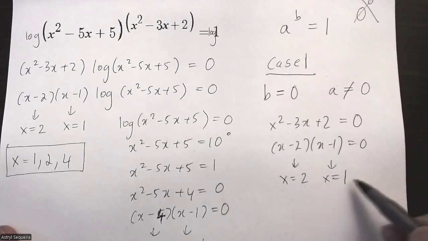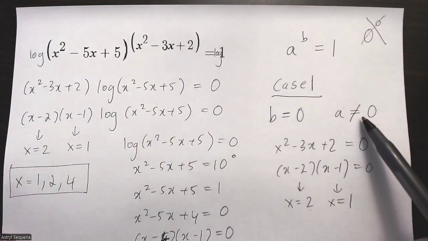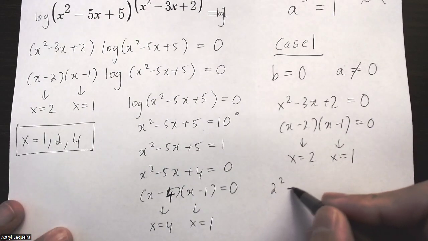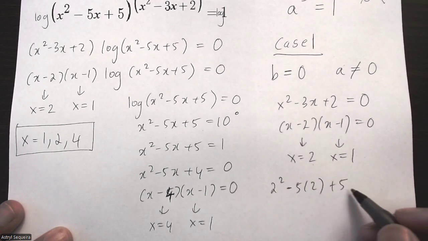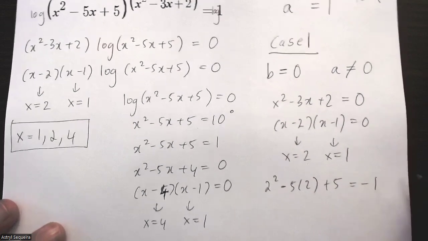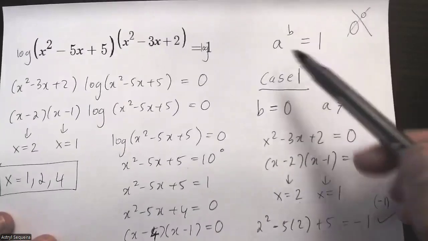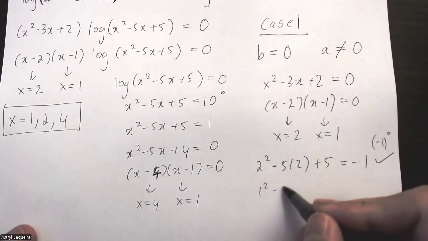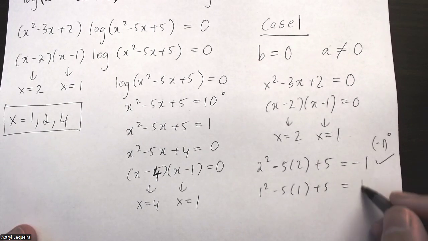But now we have to take these solutions, sub them in the base equation over here, and make sure we do not get 0. So 2 squared minus 5 times 2 plus 5, that's 4 minus 10 plus 5, it's negative 1. So this solution is good because it'll give us negative 1 to the power of 0, which is basically positive 1. And then let's sub in this solution, 1 squared minus 5 times 1 plus 5. That is positive 1.